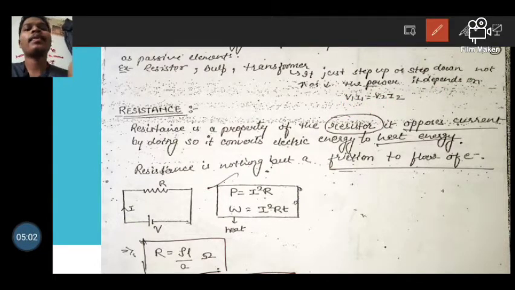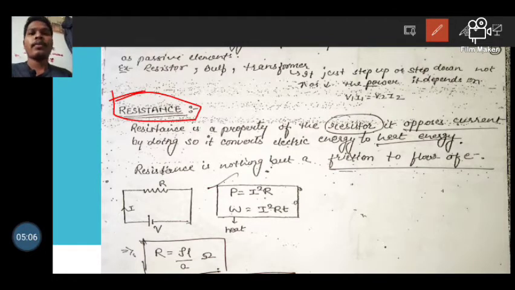Now see one important term, that is resistance. What are the uses of resistance? Why are we using resistance? And the definition of resistance we are going to see here.